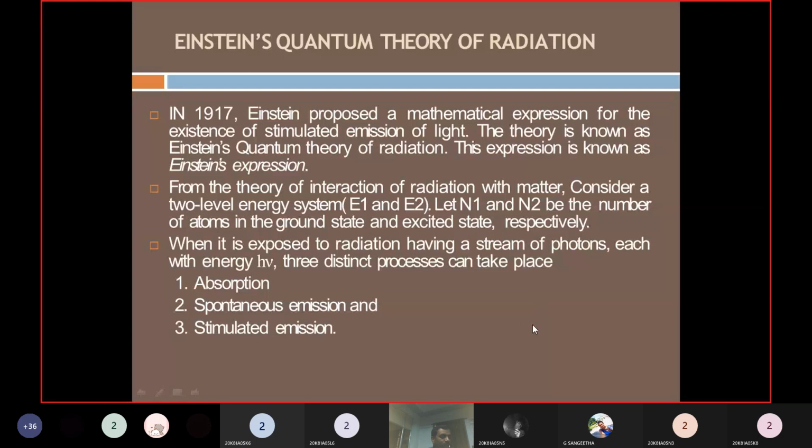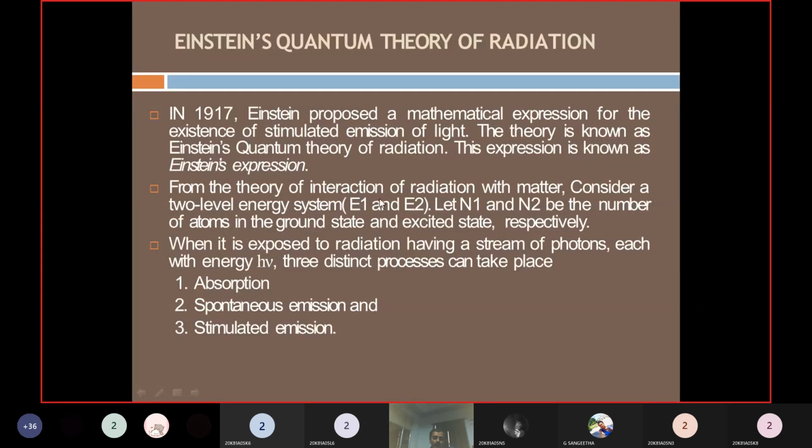If an electron comes from a higher energy state to a lower energy state, what happens? Emission takes place. For explaining the energy of that emission, Einstein proposed one equation: E2 minus E1 is equal to h nu. That is Einstein's expression for the emission process. Similarly, the absorption process is the same. Whenever it absorbs h nu energy, it goes from the lower energy state to the higher energy state. That is the Einstein absorption expression. So both are the same.